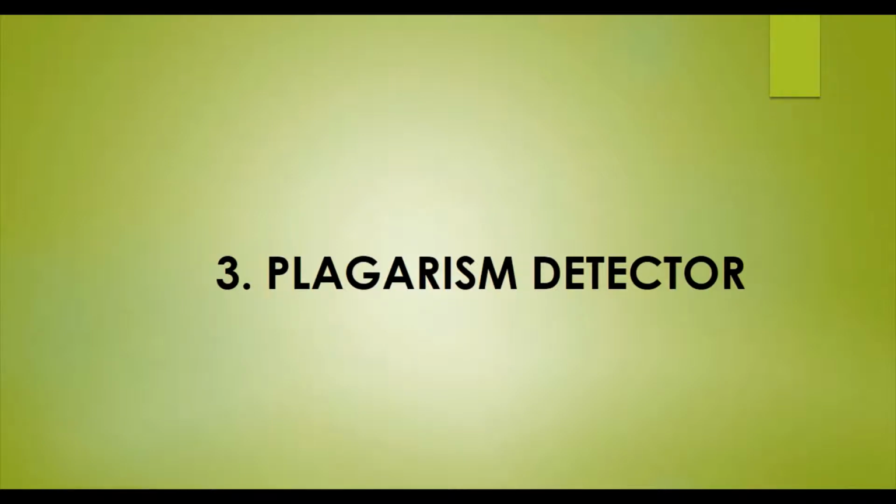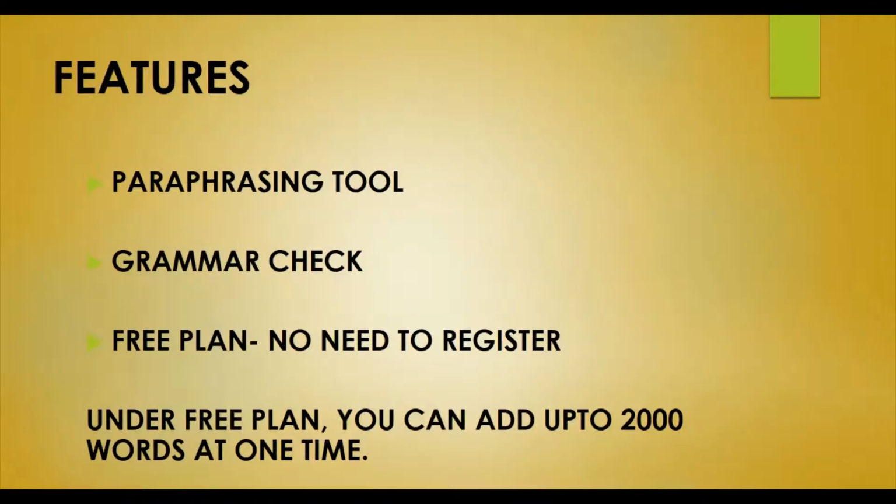Now next is the plagiarism detector. Whenever you want to use paraphrasing tools, these are the tools you can use. It is a paraphrasing tool and it also does the grammar check. You can simply go to the website that I have mentioned in the description box. For each and every tool I have mentioned the links in the description box. You don't need to register for this. You just copy your text into the box on the website and click the button, and it is going to paraphrase it.